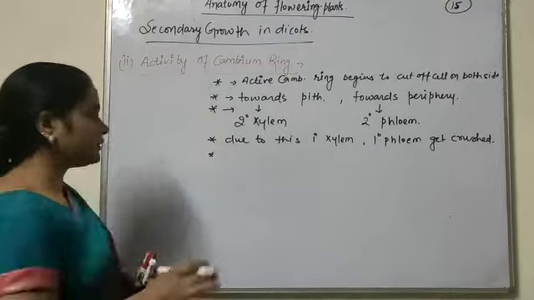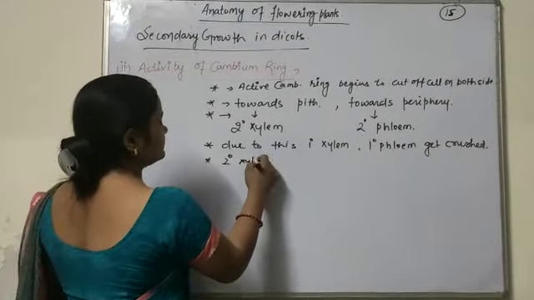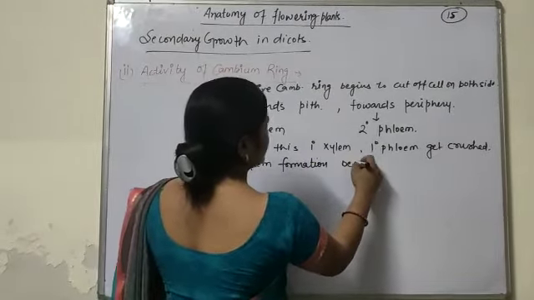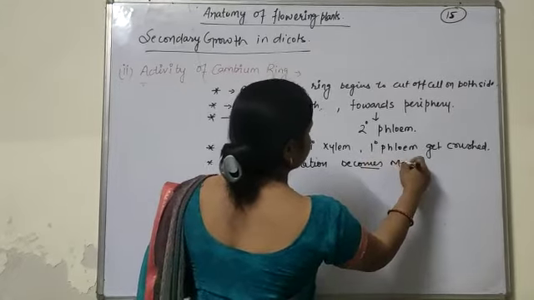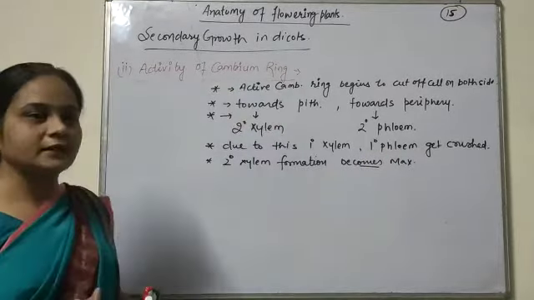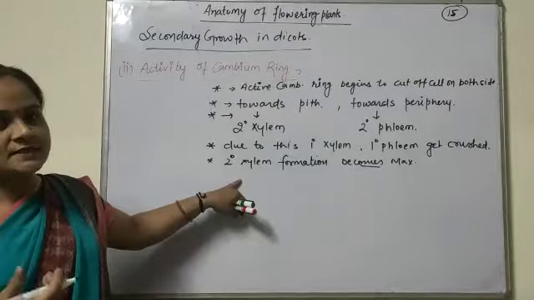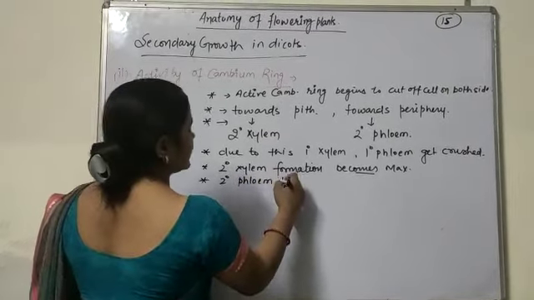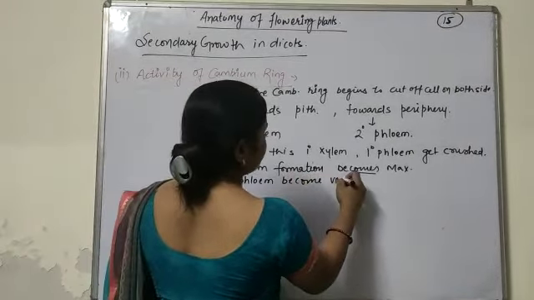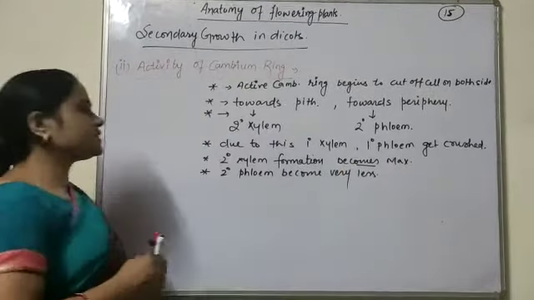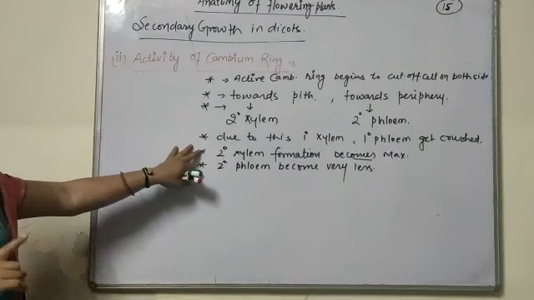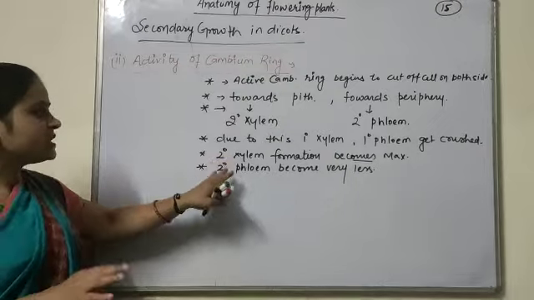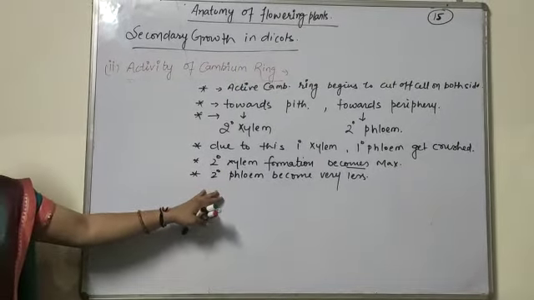Now what will happen here? The secondary xylem formation becomes maximum. So the amount of xylem formed towards the pith region is maximum, and the secondary phloem becomes very less. Hence we can say that due to this, primary xylem and primary phloem get crushed, secondary xylem formation becomes maximum, and secondary phloem becomes very less in this activity.